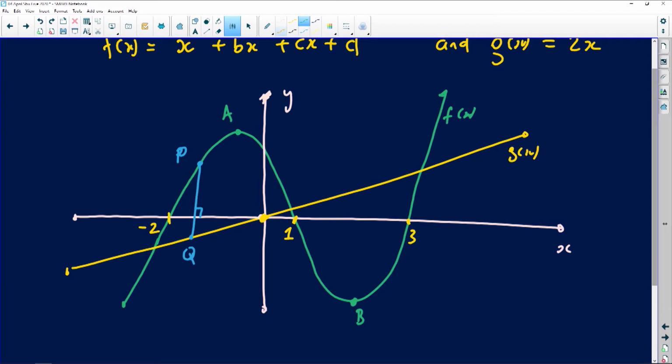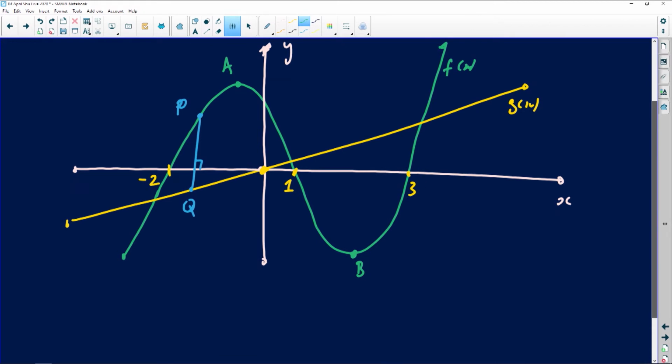The first question says we need to show that the equation of f of x can be expressed as x cubed minus 2x squared minus 5x plus 6. So we have to find the equation. They say show that f of x can be expressed as x cubed minus 2x squared minus 5x plus 6. That's what they want you to do.